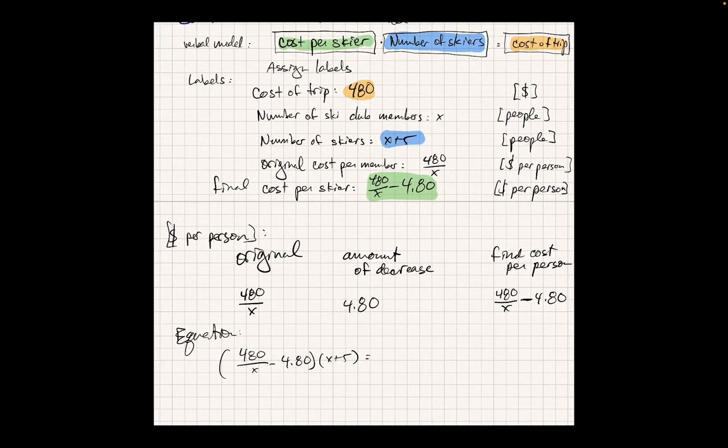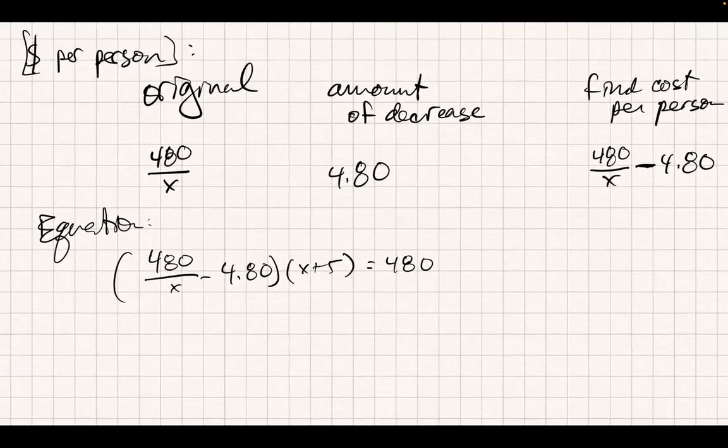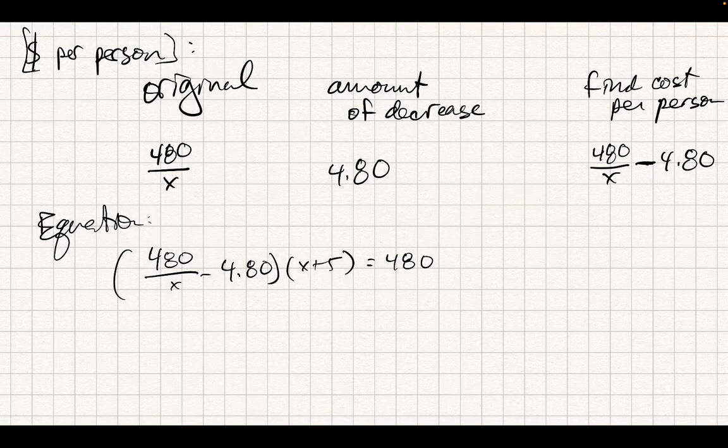Mm-hmm. The 480 equals 480. Yeah, I don't know how to solve that. You don't know how to solve that? No. I think you do. What's something I can do here? Get the x off the denominator. I want to get this x off of this denominator. Multiply by x. No. Nope, never mind.